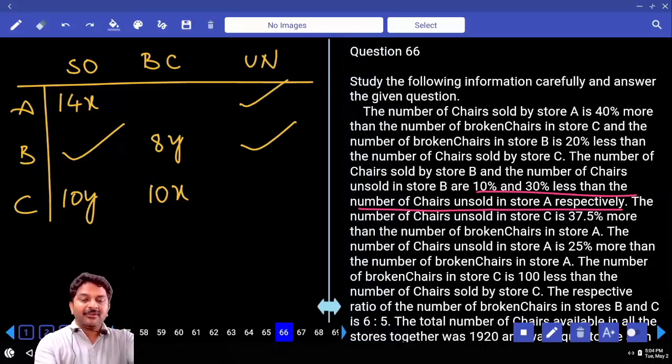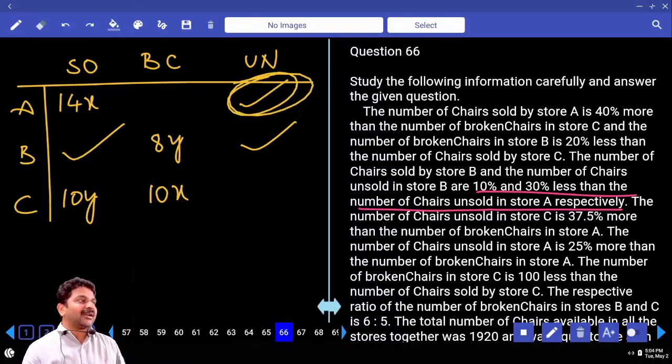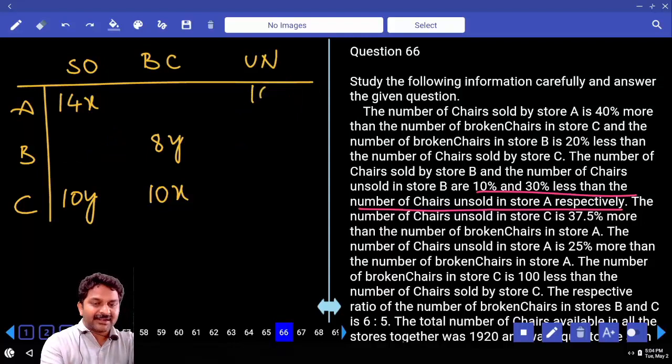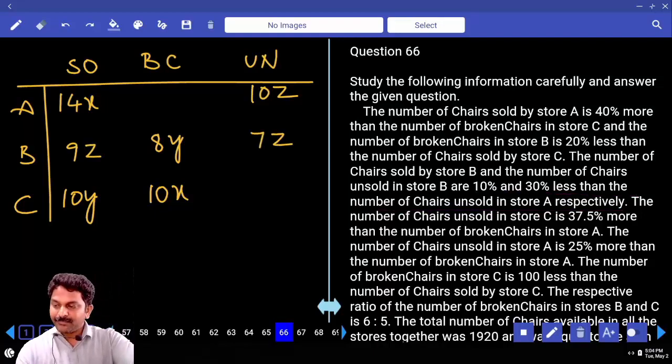Unsold in store A. With respect to this number, the other two are compared, correct? They said 10% less and then 30% less. So x, y are already used, so I would like to use z here. If it is 10z, 10% less is 9z, 30% less is 7z, okay.